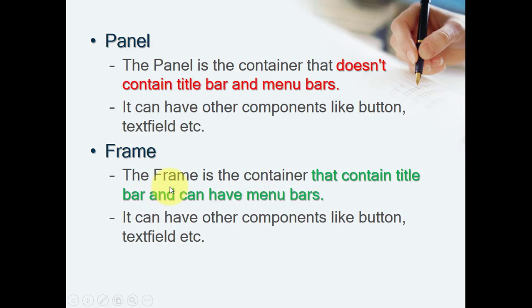Okay, now you have a frame. So frame is a container that contains the title bar and can have a menu bar. So it is a suitable one for all things, and it can contain other components like a button and text field. So I will use a frame, and using frame you can create any type of application. It is a desktop level application.